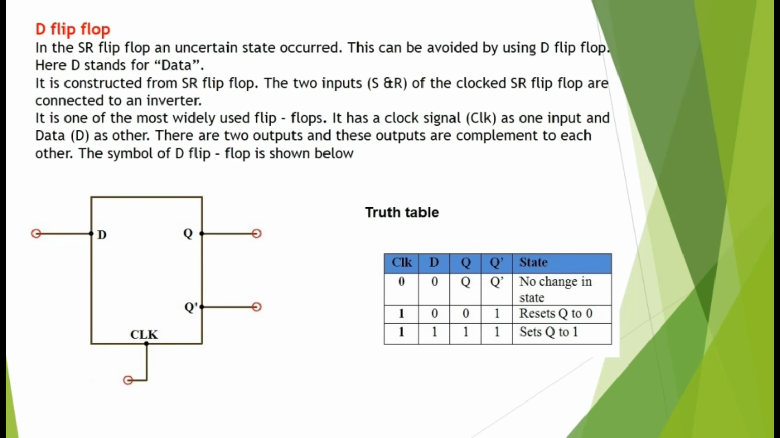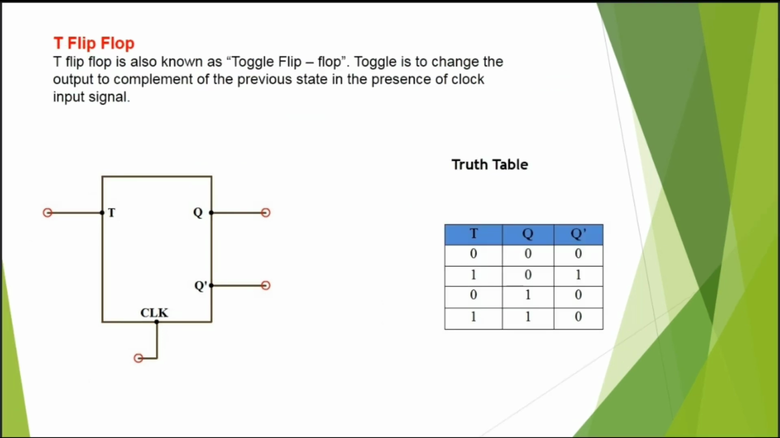After the D flip-flop, at the end we will go to the T flip-flop. The T flip-flop is named the toggle flip-flop. In this type of flip-flop, the output is the complement of the previous state.